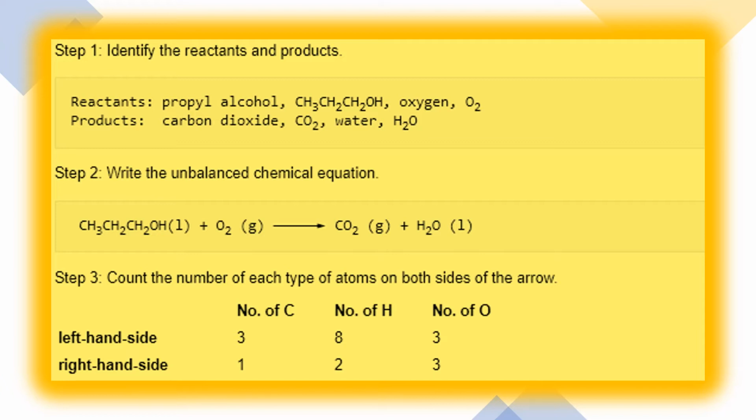So I can write the unbalanced chemical equation, which is CH3CH2CH2OH plus O2 yields, that is the arrow mark, carbon dioxide CO2 plus water H2O. In the third step, we are counting the number of atoms on both sides. Carbon: the left-hand side is 3, the right-hand side is 1. Hydrogen: the left-hand side is 8 and the right-hand side is 2. Oxygen: the left-hand side as well as the right-hand side are 3.